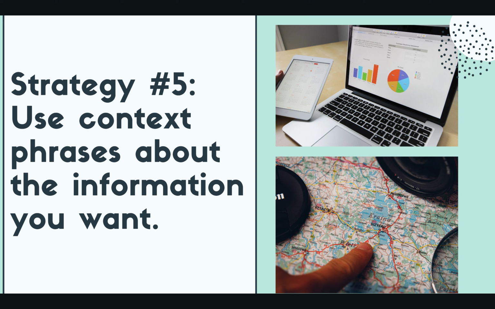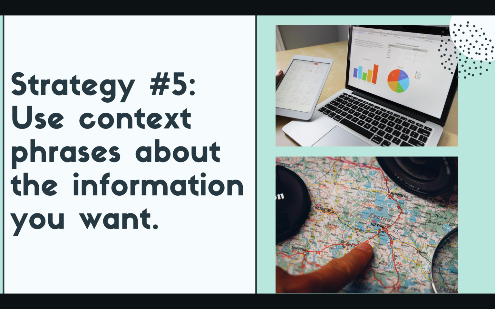Strategy 5 is one that I think is very hard for kids to think about, but you need to use context phrases. So by that, what I mean is you need to think about what type of information do I want, and how is that information normally represented. So in social studies, a lot of times we're talking about things like demographic information. So you might put in your search terms the word survey, or the word data, or the word demographics. If you're looking at something in the realm of geography, you're going to want to put map in your search terms. You're going to want to ask for what you want.